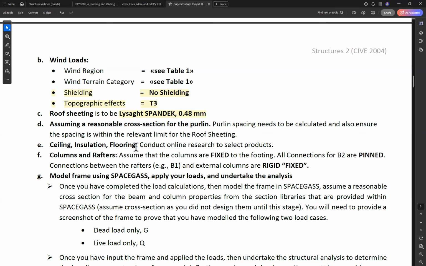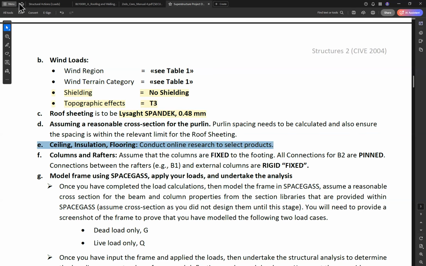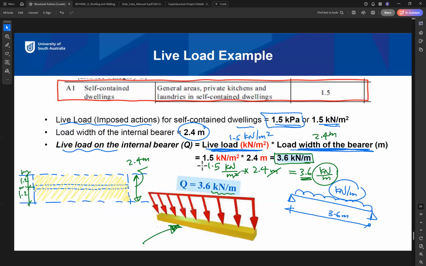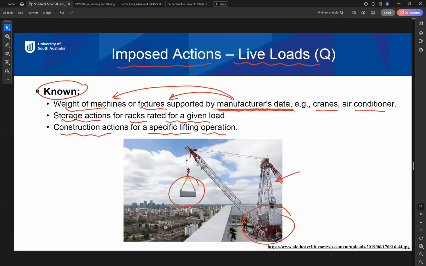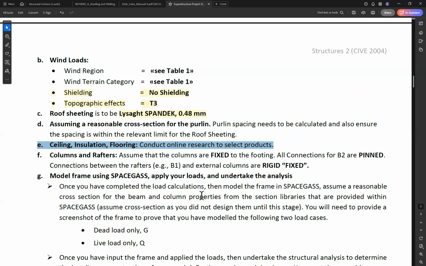Ceiling, insulation and flooring are not given to you, so you need to do your own research to find the values. For example, if you need a ceiling, if we go back to the dead load table, just to give you an example, for a ceiling you can find, for example, assume fibrous plaster 10 millimeter thickness. So you can assume based on the information you have or do your own research.